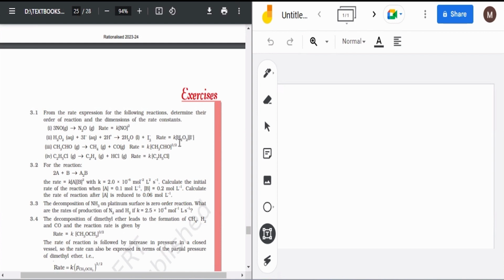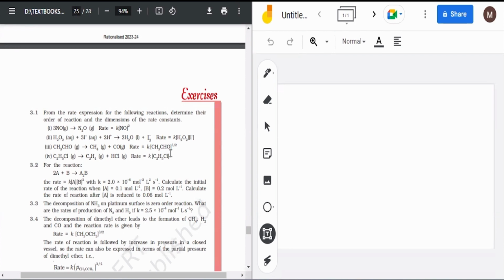So here the order of the reaction can be told as 1 plus 1, 2, because here the power of H2O2 is 1, and the power of I minus is 1. So overall order is 1 plus 1 that is equal to 2. Similarly in the third case it is equal to 3 by 2. In the fourth case it is equal to 1. And then what we are asked is the dimension of the rate constant.